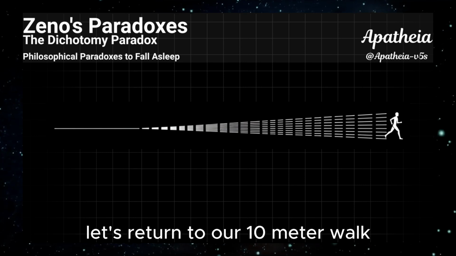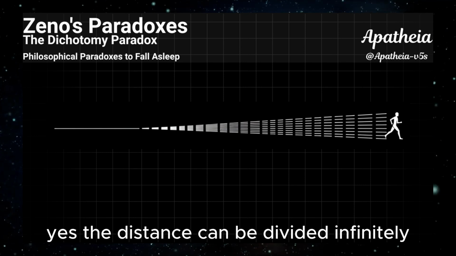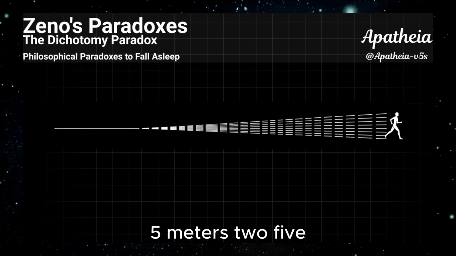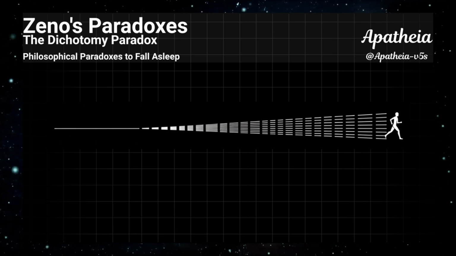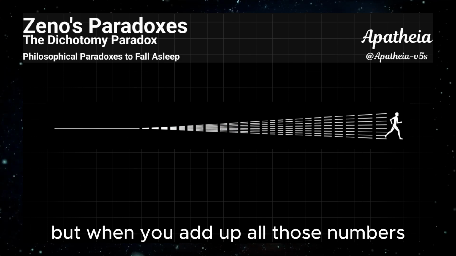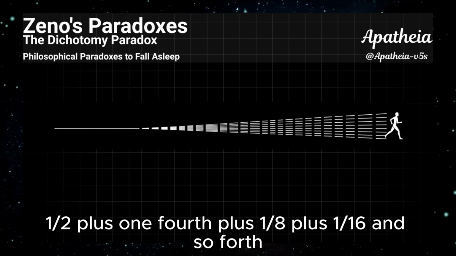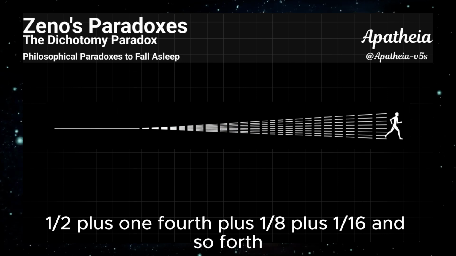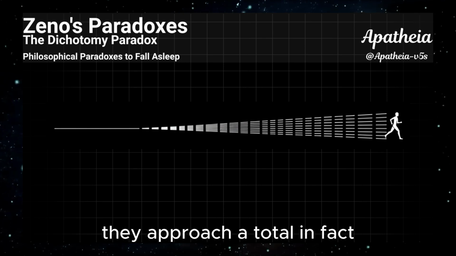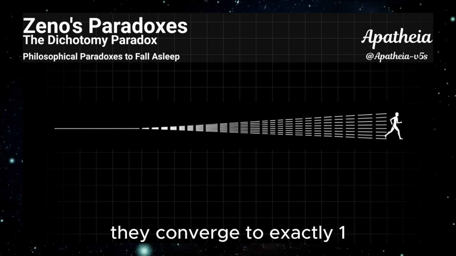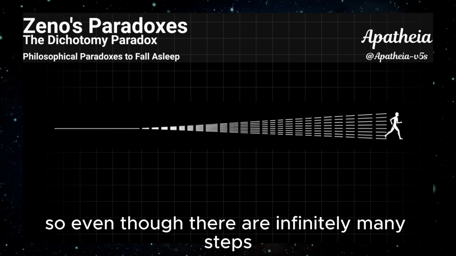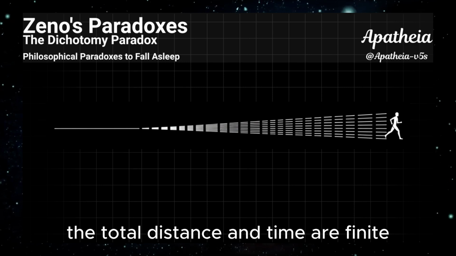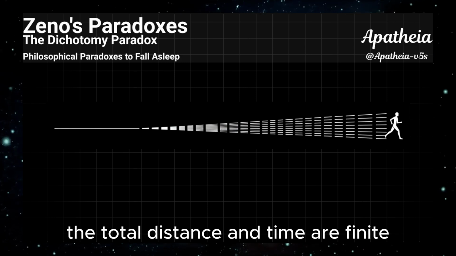Let's return to our 10-meter walk. Yes, the distance can be divided infinitely: 5 meters, 2.5, 1.25, and so on. But when you add up all those numbers, 1/2 plus 1/4 plus 1/8 plus 1/16 and so forth, they approach a total. In fact, they converge to exactly 1, or in our case, the full 10 meters. So even though there are infinitely many steps, the total distance and time are finite.